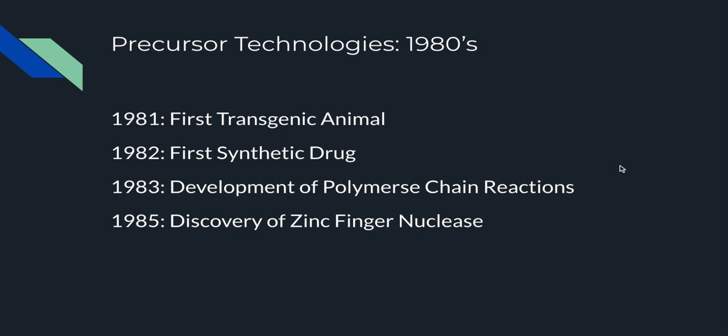Moving on to the 1980s. The 1980s was a major breakthrough period in the genetic engineering timeline. During this time, a lot of ideas were turned into real products and really set the tone for the next century. The first would be the transgenic animal in 1981.